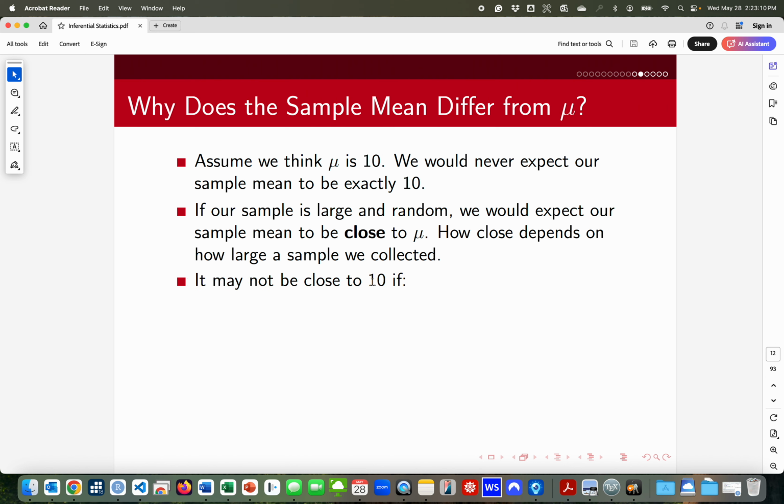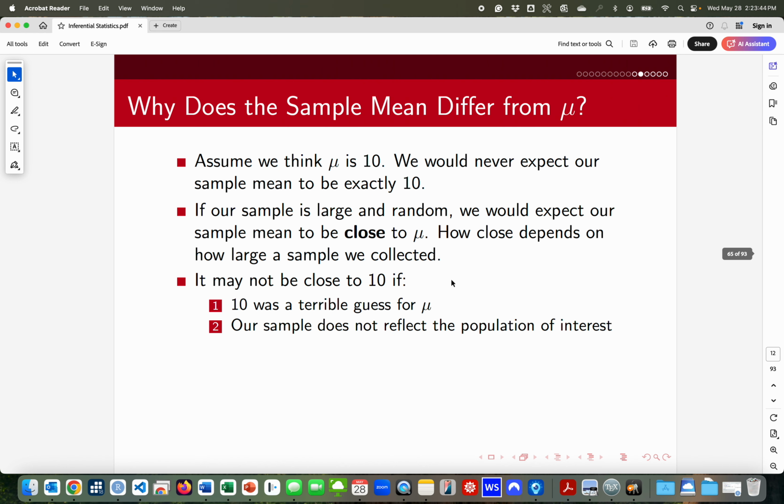If someone claims the true mean is equal to 10, we may get a sample mean that's not close to 10, one, if the sample is small, or if 10 was just a terrible guess. Maybe someone claims the true mean is 10 when the actual mean is 50. Well, they made a bad guess. If they made a bad guess, then who knows what our sample mean should be. We don't really learn anything. But we'll probably reject their claim if our sample mean is 50 when they claim 10 and we took a really large sample. We can probably reject their claim.